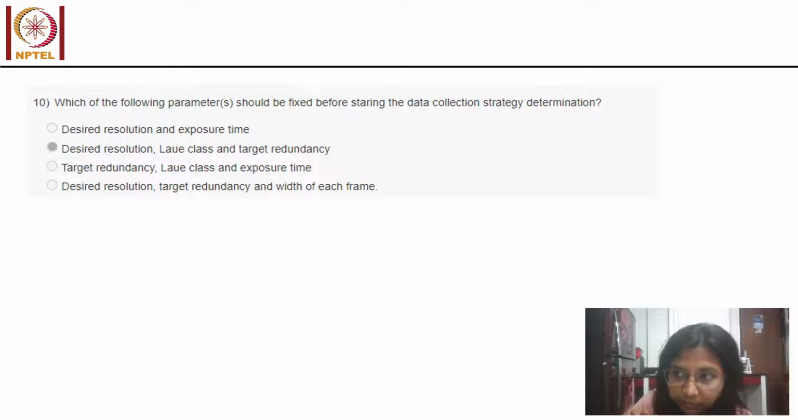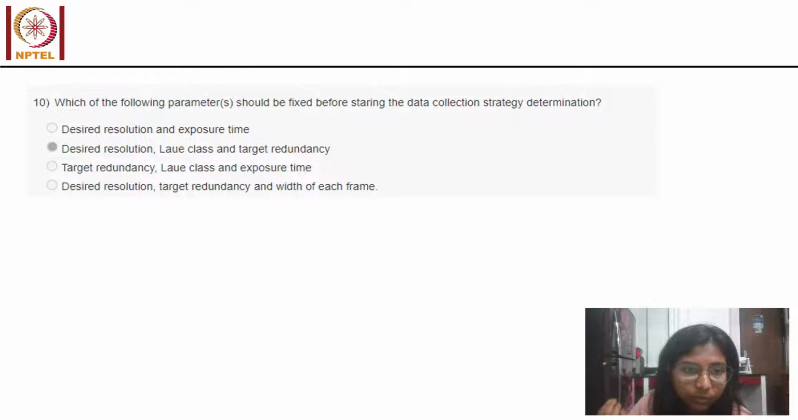D low means the interplanar distance is low, means at higher angles you are actually going to lesser and lesser interplanar distances, or closer to the resolution. So we need to collect better data. So this is my desired resolution.